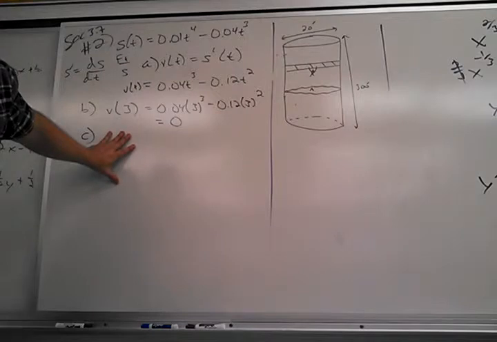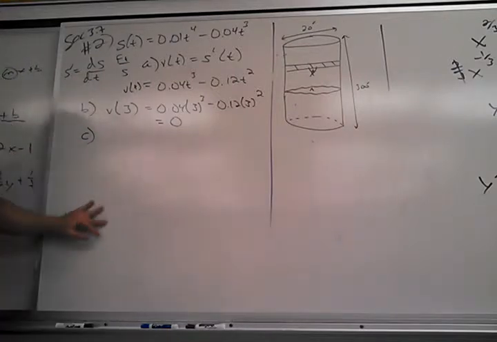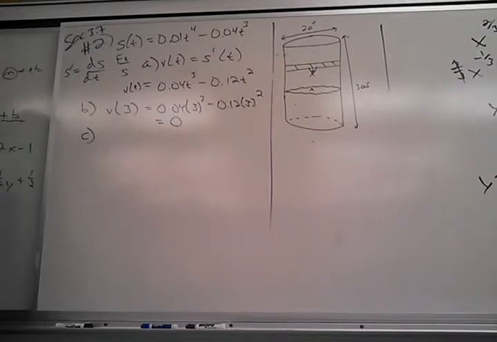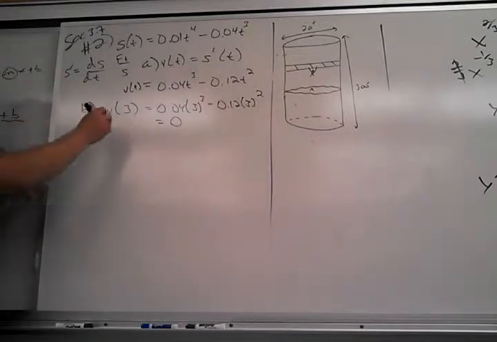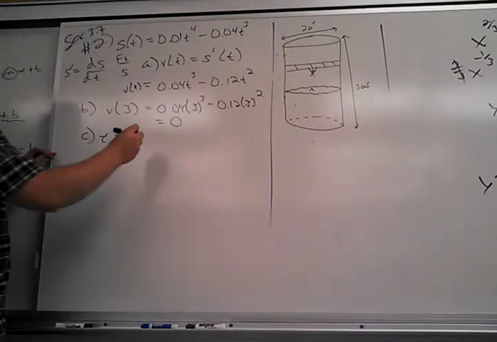So, let's see, part C. When is the particle at rest? Well, we sort of know that. We know one piece of it already. The particle is at rest when its velocity is 0. So I know one time already where it's at rest: at 3 seconds. That's at least one answer, but that's not all of the answers possibly. All right, what are some more answers here?